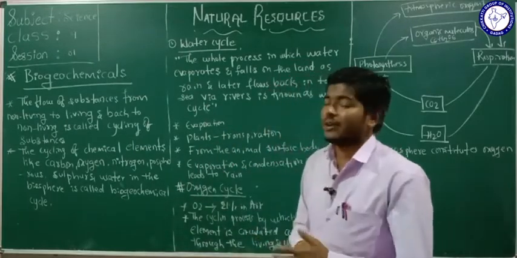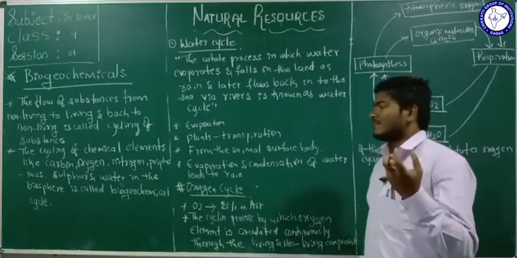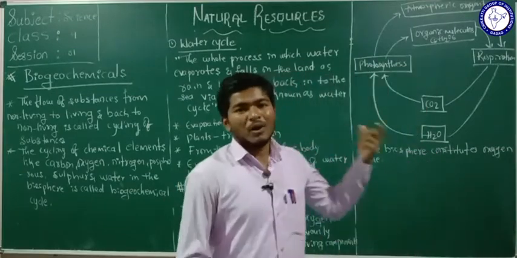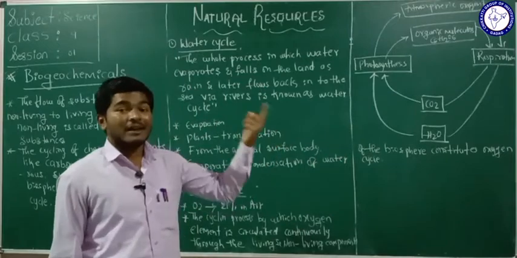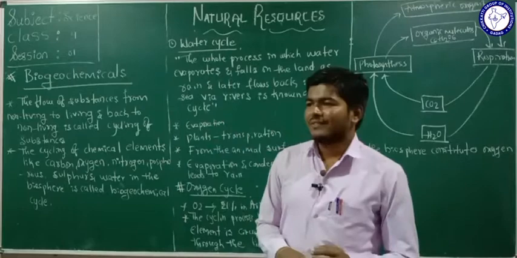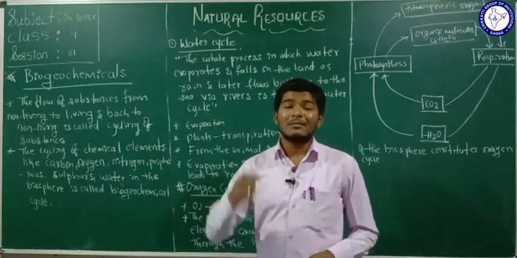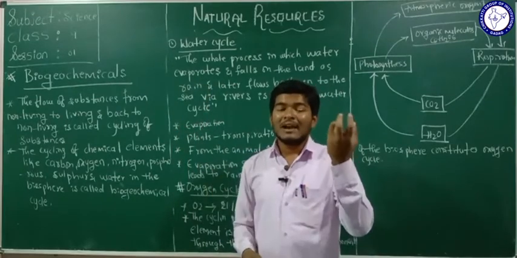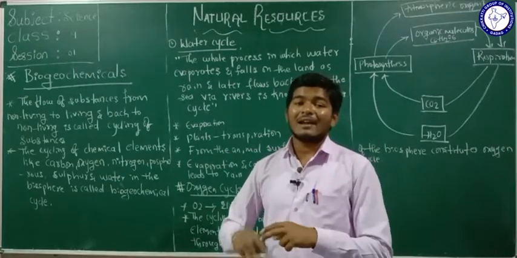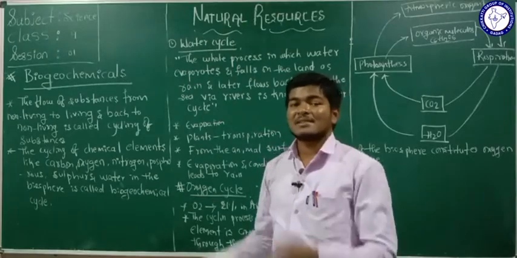In today's session we are going to discuss biogeochemicals. What are biogeochemicals? What is a biogeochemical cycle? Under this we studied the water cycle, the oxygen cycle, the carbon cycle, and the nitrogen cycle. On the earth's surface we have some chemicals which are continuously cycled by the atmosphere, utilized by living organisms, then go back to the atmosphere, and can again be utilized by living organisms.